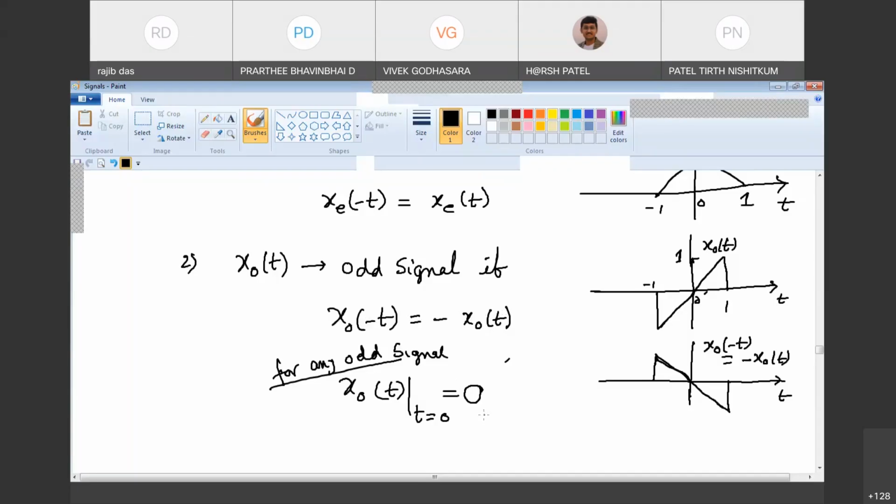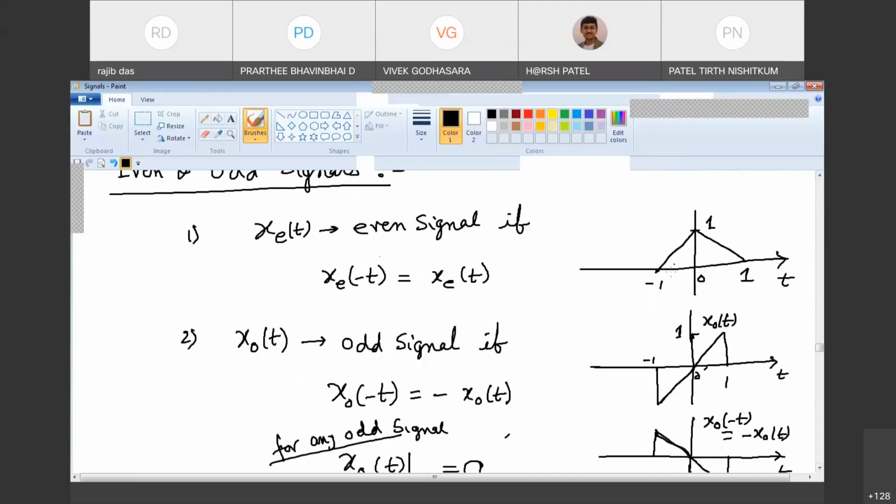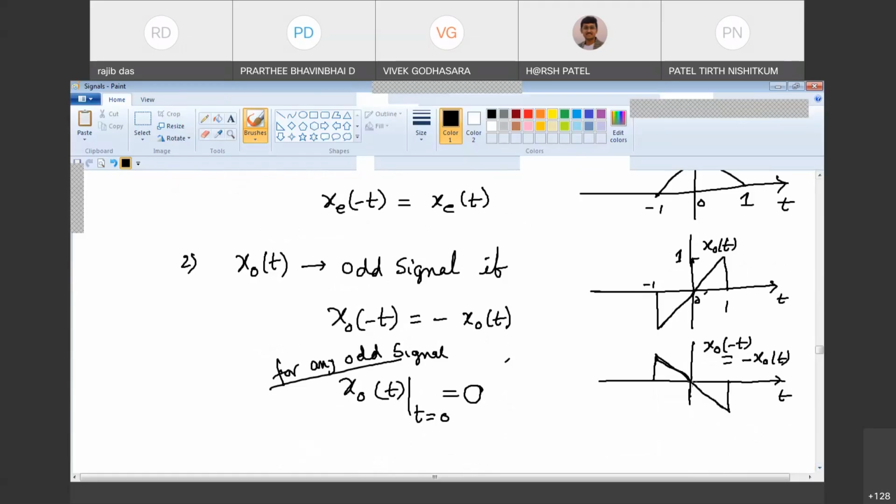Is it correct? But this is not the case for even signal. For even signals at t equal to 0, x of 0 and x of 0 are the same, so it can have any value. There's no restriction for even signal at t equal to 0. But for odd signal, it should pass through the origin at t equal to 0. Okay.